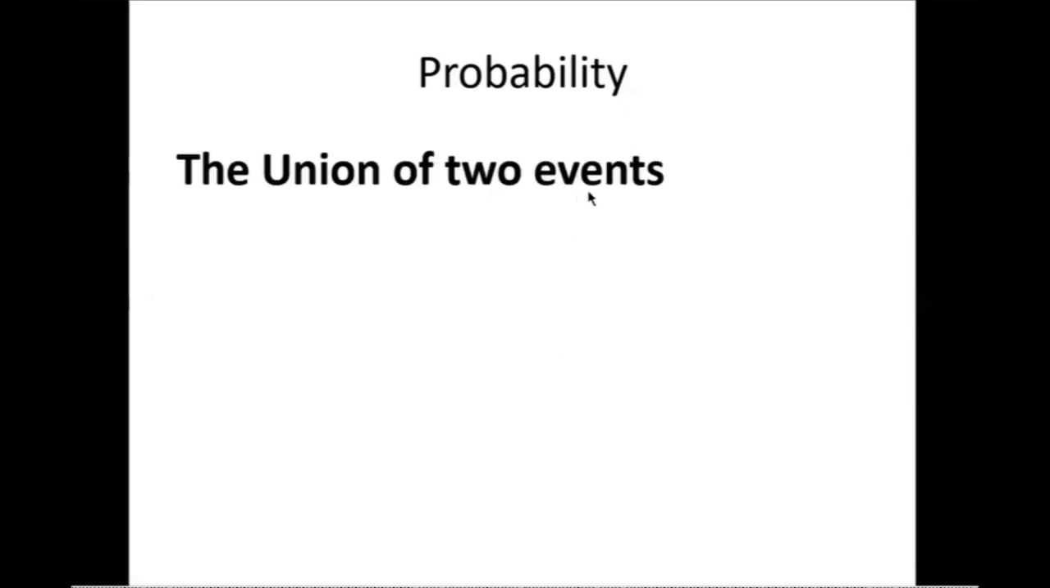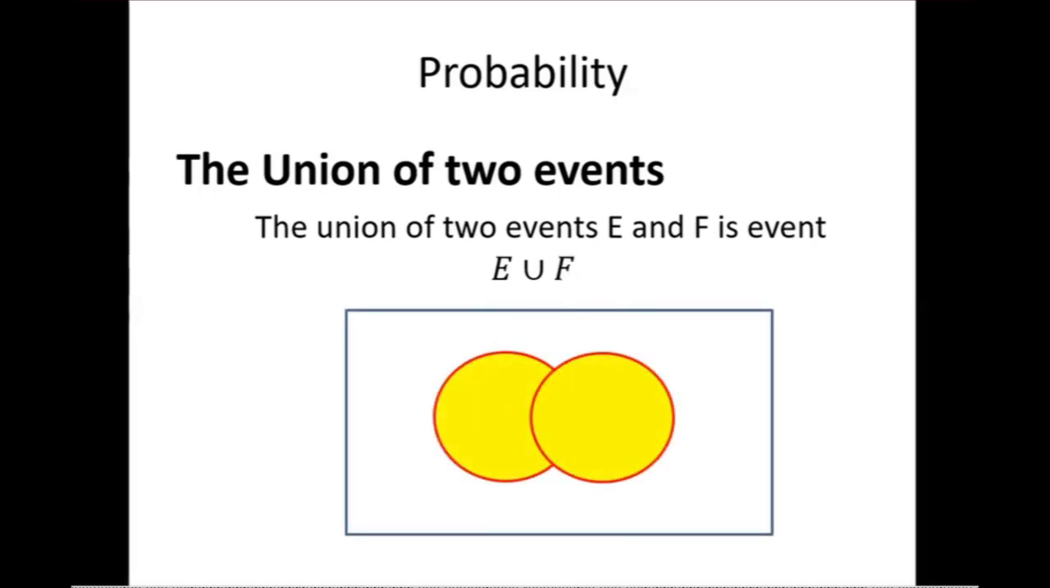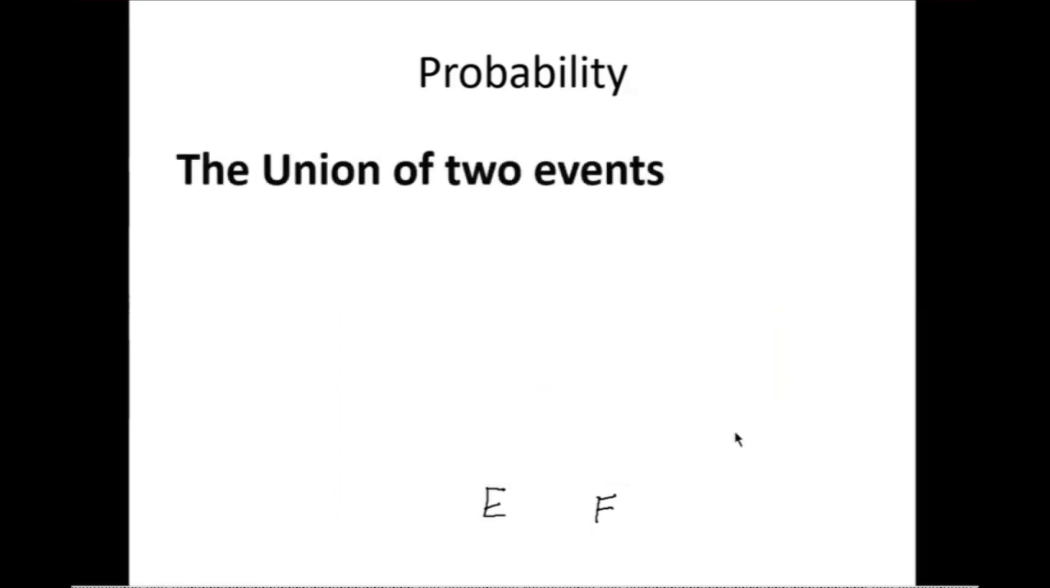Next, the union of two events. The union of two events E and F is the event with the symbol of event E, symbol of union, event F. For using the Venn diagram, let's say this first circle is our event E, and the second circle is our event F. Then the shaded region implies that the event E is union with event F.